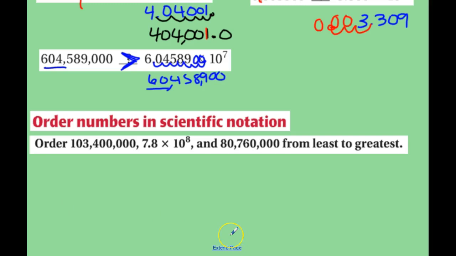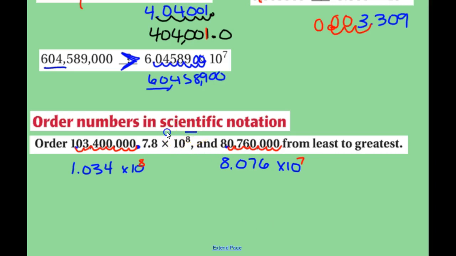All right, next it says order the numbers in scientific notation. So it says scientific notation, so I'm going to convert these all into scientific notation. So this first one is not in scientific notation. So let's move this decimal over so we have a number between 1 and 10. So we have 1.034 times 10 to the power of 1, 2, 3, 4, 5, 6, 7, 8. And this one over here, same thing, 8.076 times 10 to the power of 1, 2, 3, 4, 5, 6, 7.